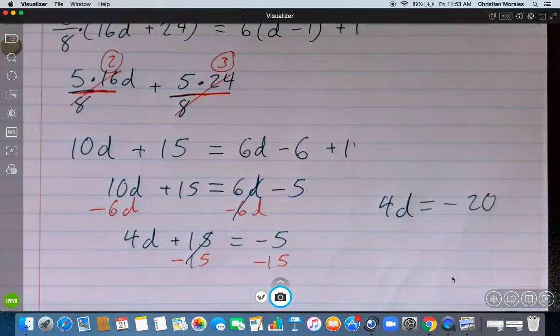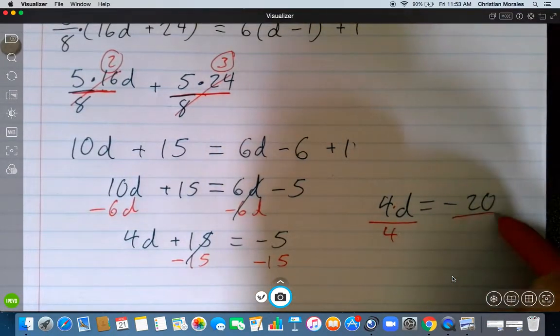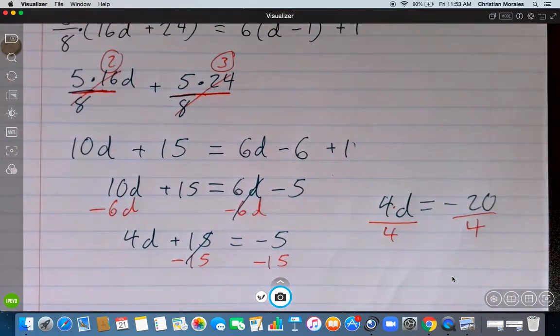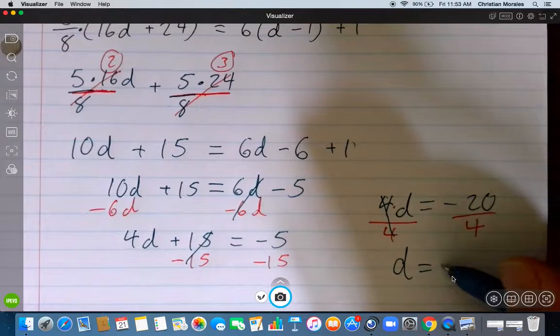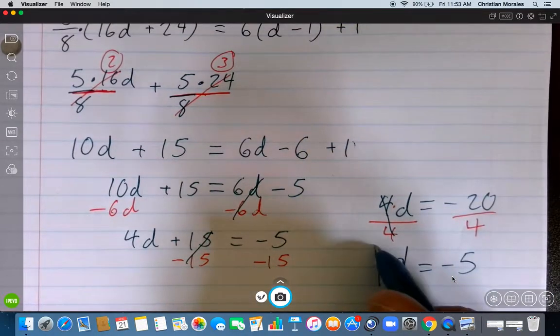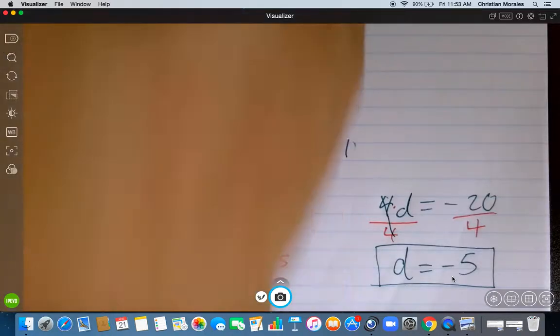Last step, get rid of the 4. That 4 is multiplying. We are going to divide by 4. Negative 20 divided by 4 is going to give us negative 5. That's the answer. All right.